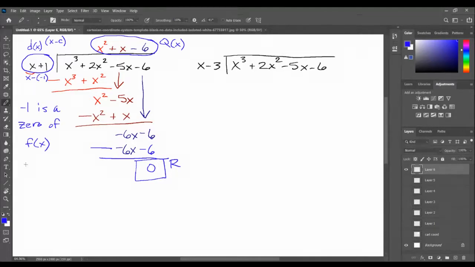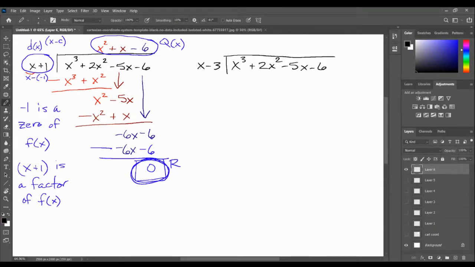X plus 1 is a factor of f of x. So that's the difference between a factor and a 0. The factor is the binomial. When you set that equal to 0 and solve for x, you get the 0. And we know that because our remainder was 0. That's what showed that. Now let's go ahead and do this over here with x minus 3.